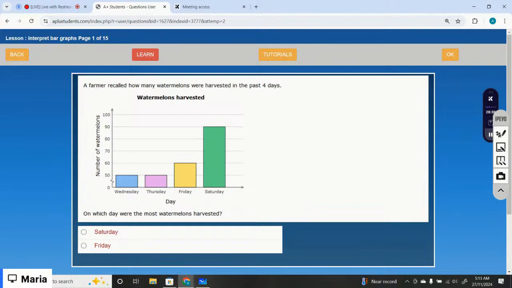A farmer recorded how many watermelons were harvested in the past 4 days. On which day were the most watermelons harvested? So that is the longest bar, 90. So that means on Saturday, 90 watermelons are harvested. So the correct option is Saturday. Option number 1 is the correct option.